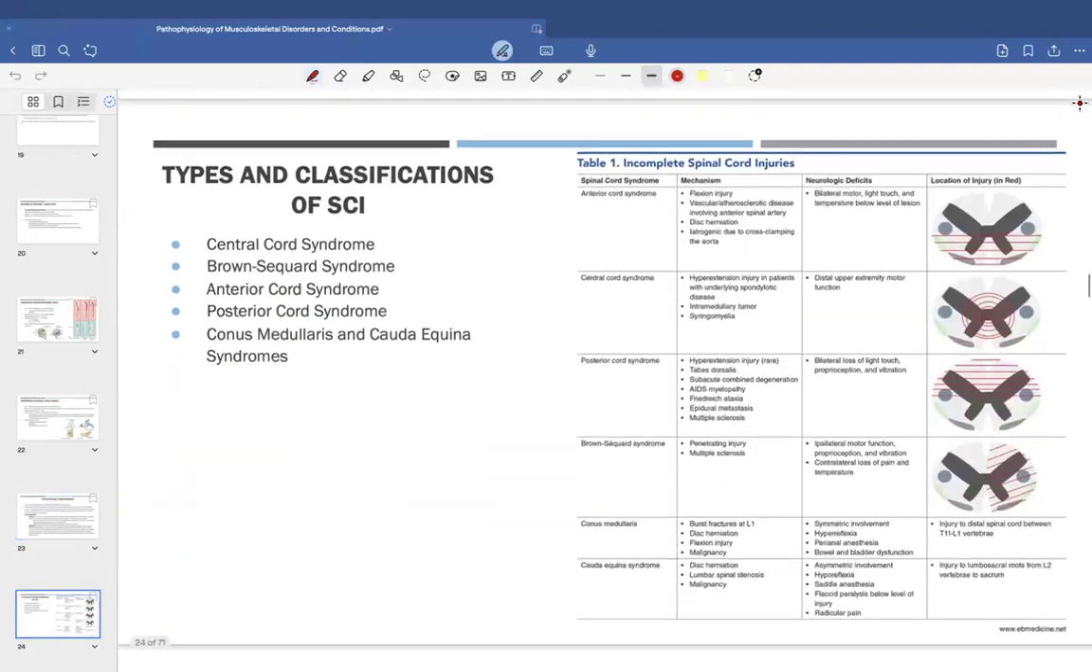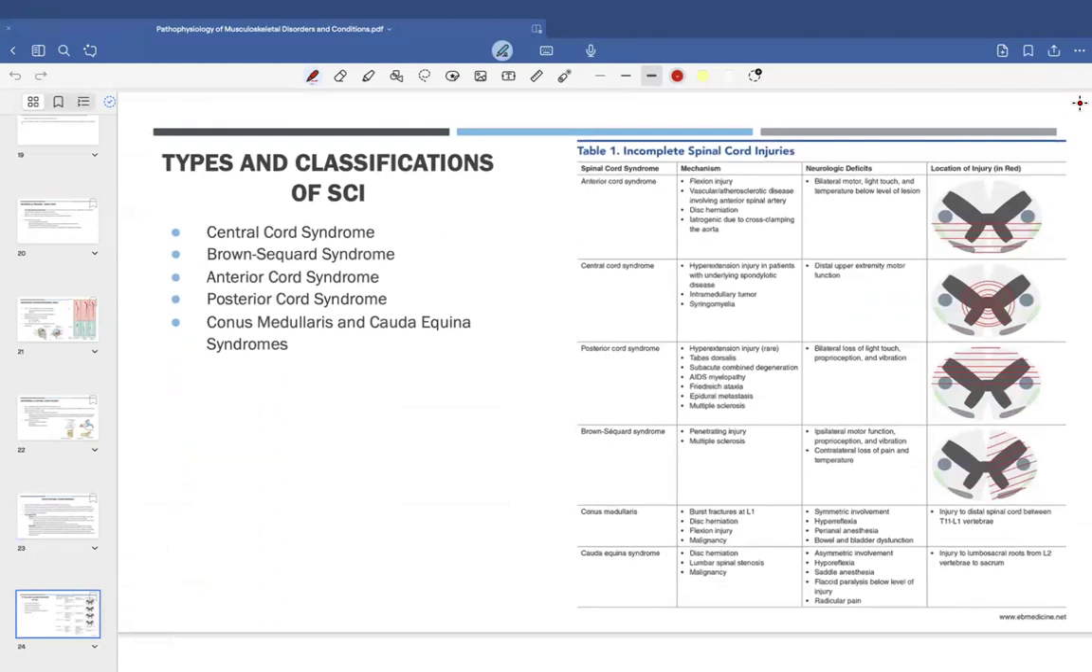We have different types and classifications of spinal cord injury. I know I introduced this back in the fall. I said I would cover it more in depth here in the spring. The books' images are all the same, so I got rid of them. Okay, your central cord versus Brown-Séquard versus anterior cord syndrome, posterior cord syndrome, conus medullaris, cauda equina syndromes are all listed out here. Okay, and most of them are pretty descriptive.